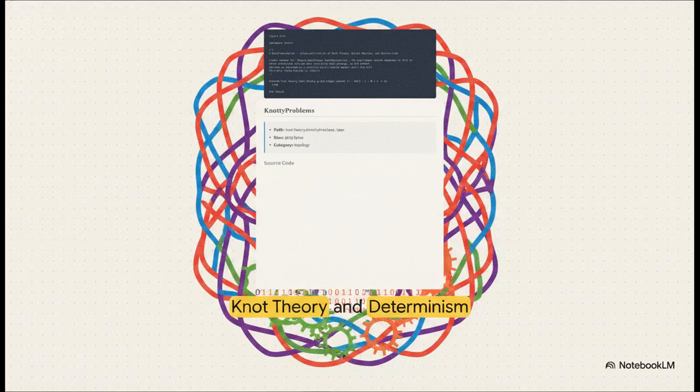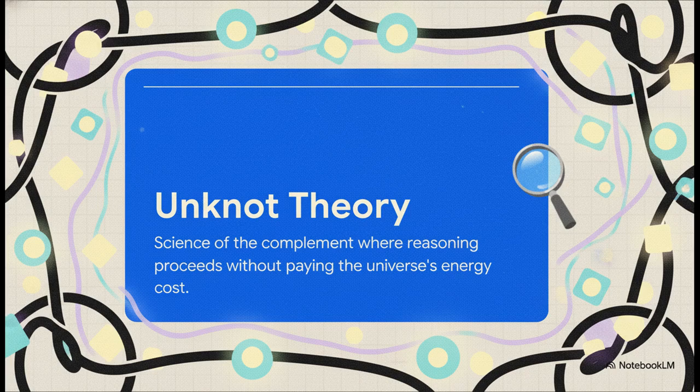Okay, so how does this actually operate on a micro level? Well, let's just pick a random .lean file and go deep. So, jumping into the directory, we land right here, perfectly at the intersection of knot theory and determinism. Specifically, we're looking at knottyproblems.lean to see exactly how this system aggregates its logic. Continuing to pick random files for our deep dive, we open another one and land on unknottheory.lean.